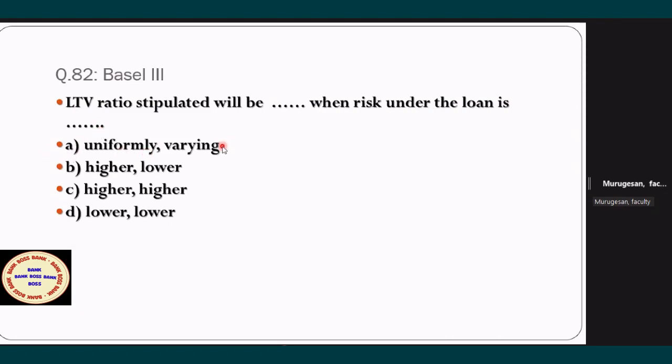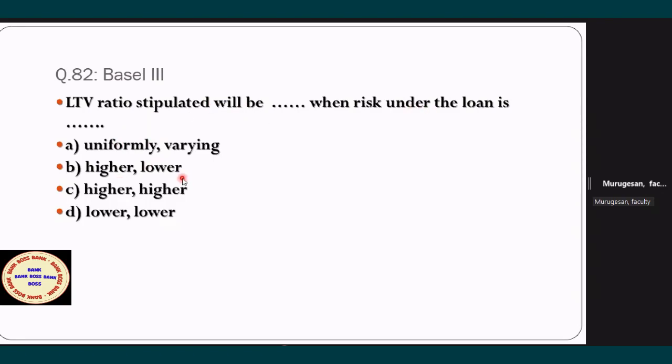Uniformly, this is not applicable. LTV stipulated will be higher, so you can disburse more loan. Suppose a housing loan, when the risk under the loan is lower, the LTV will be higher. The LTV will be lower when the risk is higher. When the risk is higher, you are reducing the loan. Here LTV stipulated will be higher, they are giving more loan, that is less margin, when the risk is lower.